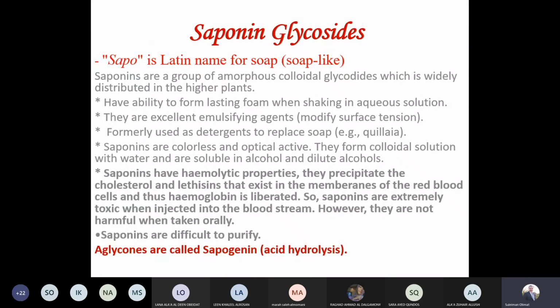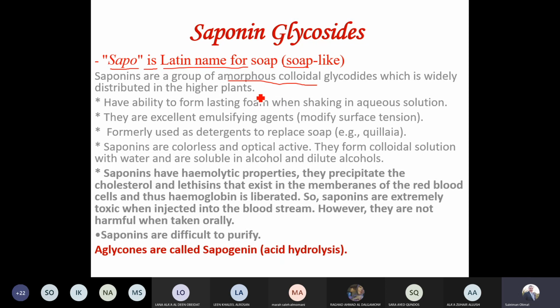of our properties: when we talk about saponin, in fact, the name is derived from sapo, and sapo in Latin means soap, soap-like. Why do we call it that? Saponins are generally amorphous colloidal glycosides. This means these are not crystallizable compounds, so they don't really have a sharp melting point, and they are amorphous.